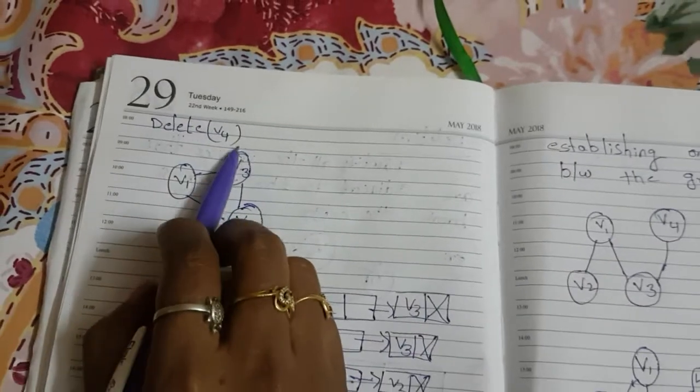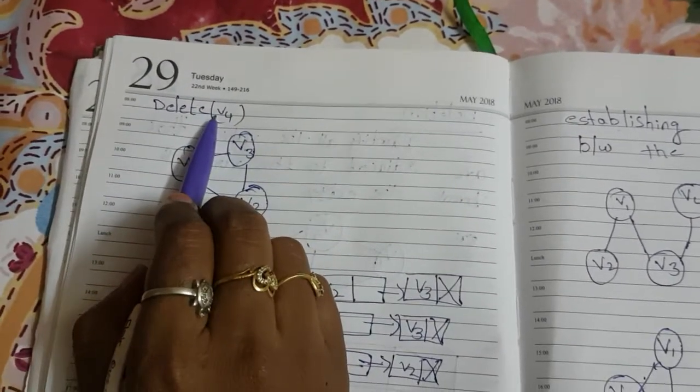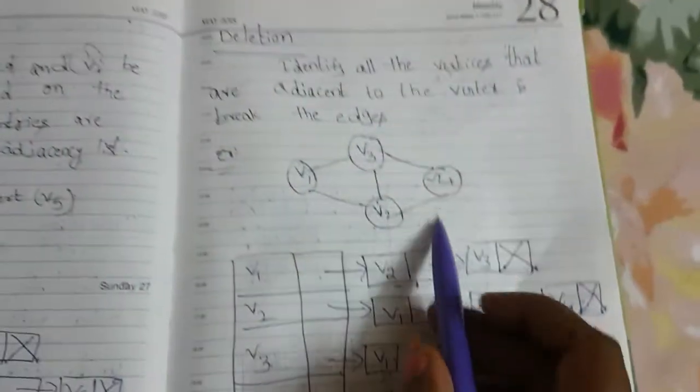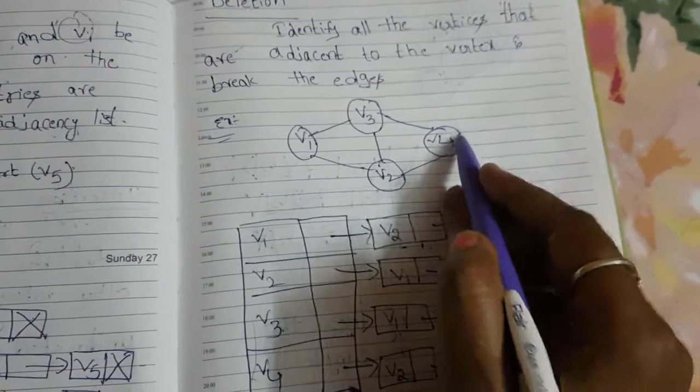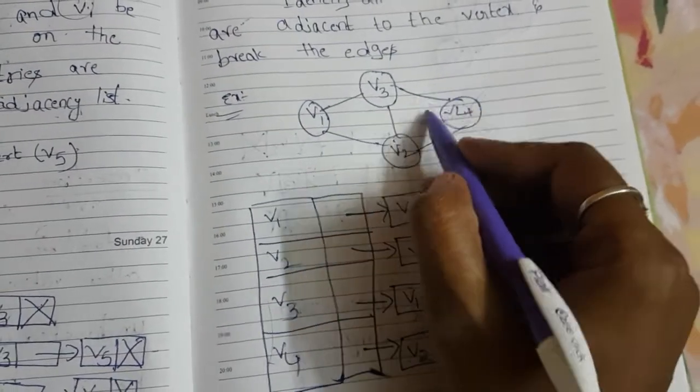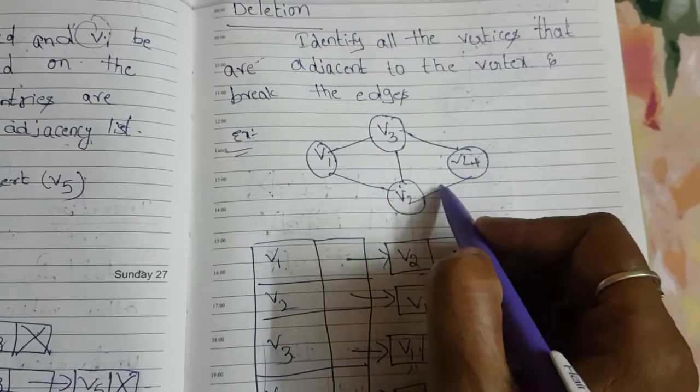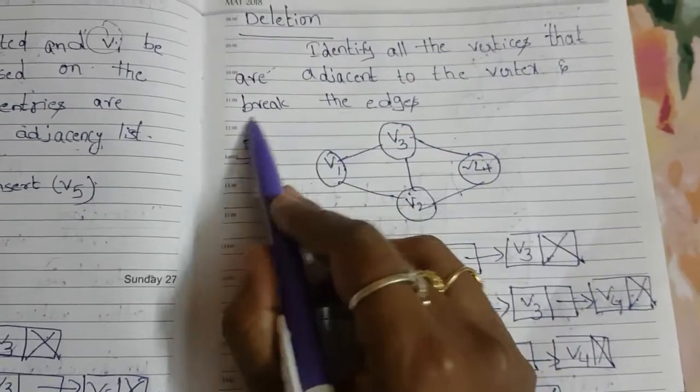Suppose whatever vertex you are deleting, say v4 is being deleted. So here v4 is placed. We are deleting this vertex, and these edges also break. That's the definition here. Break the edges.